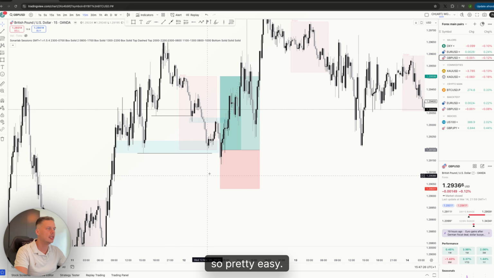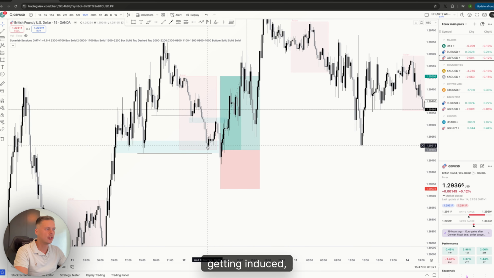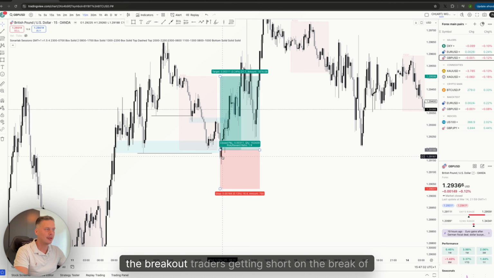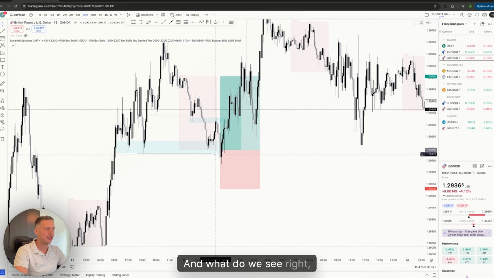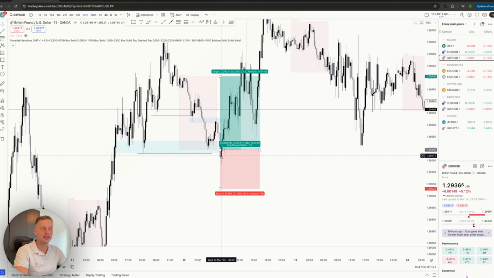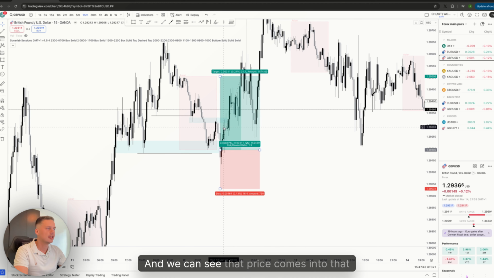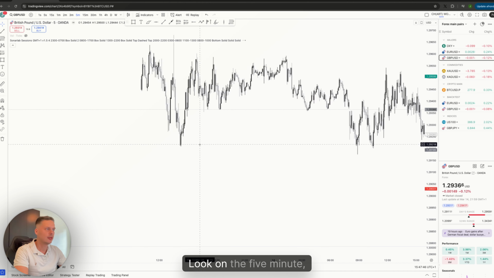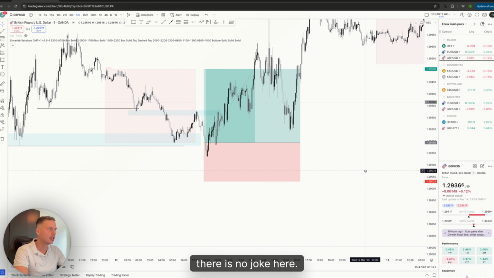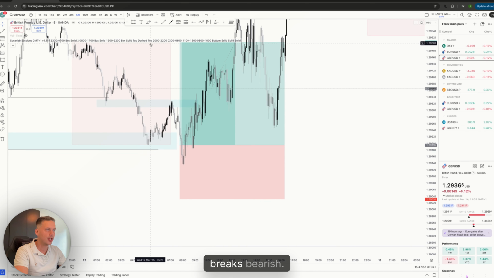So pretty easy. And what we can see is that all those people getting induced, the breakout traders getting short on the break of the support. And what do we see, right? They are getting induced. They are the last ones to go. And we can see that price comes into that resistance again, gives a bearish reaction. Look on the 5 minute, there is no joke here. This happens time and time again. Taps into the resistance, breaks bearish.